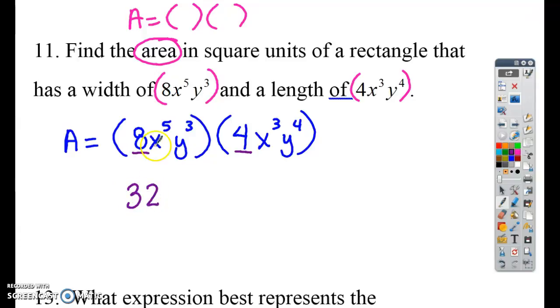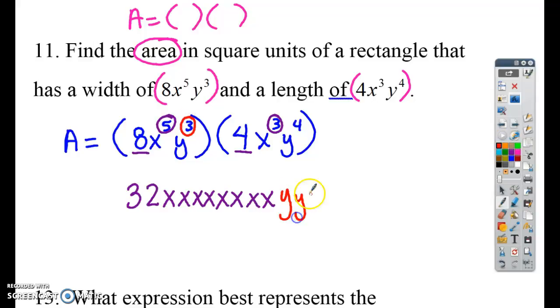So count how many x's do you have? 5 x's, so write them down. 1, 2, 3, 4, 5. How many more x's? 3: 1, 2, 3. And then the y's. You have 3 y's here: 1, 2, 3. And 4 more: 1, 2, 3, 4. So how many x's do you have in total?